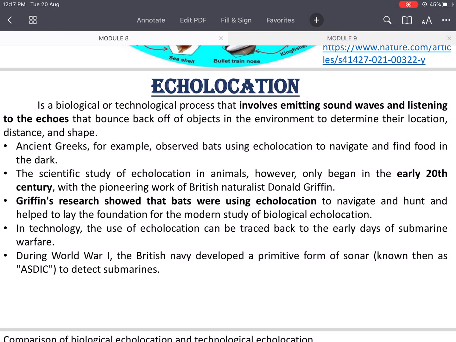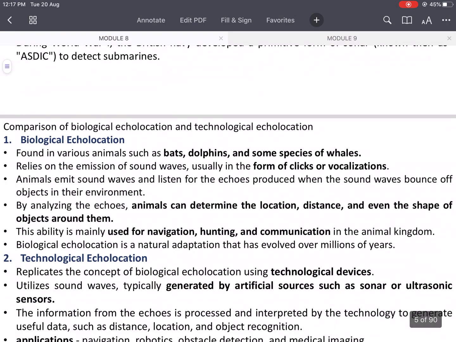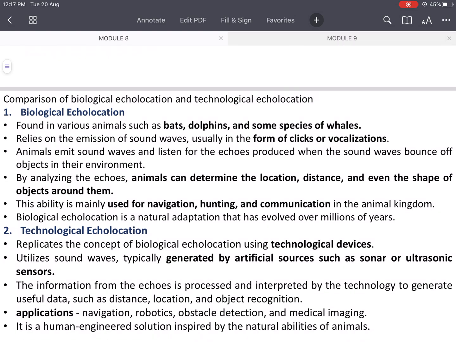In earlier days, submarines were using a technique like echolocation. Then during World War I, the British Navy developed a primitive form of sonar, basically called ASDIC. Sonar was used to detect any submarines in nearby locations. Now let us correlate what is biological echolocation and what is technological echolocation.